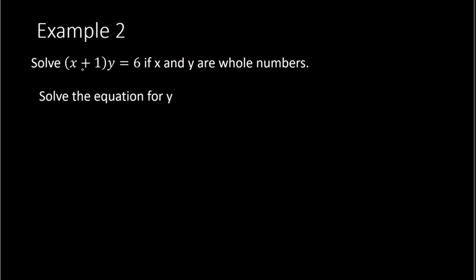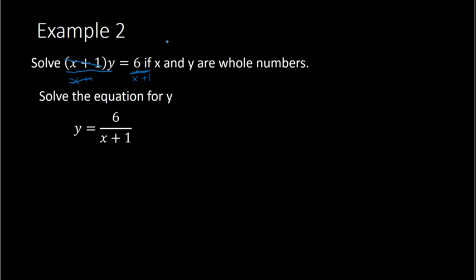So we can solve this for y by getting rid of the x plus 1. Notice x plus 1 is being multiplied by y. So to get rid of it, I can do the opposite, which is divide. So I can divide both sides by x plus 1. When I do that on the left side, the x plus 1's cancel. And on the right side, we have 6 over x plus 1. So I have y equals 6 over x plus 1.